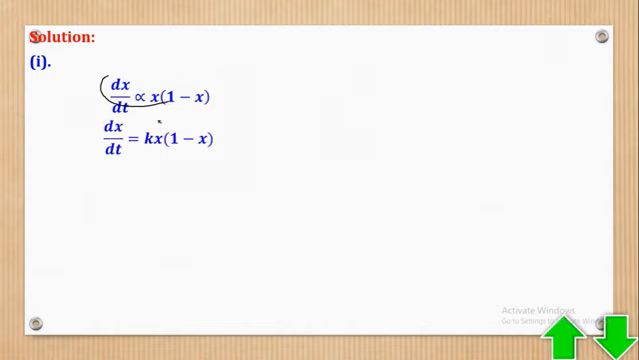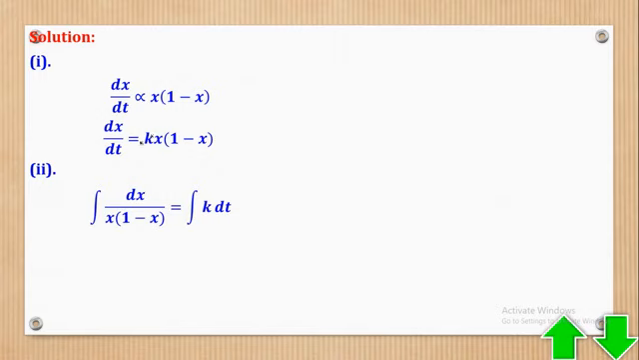So yes, that was from Roman 1. So Roman 1, this is the given differential equation, so we shall put the constant of proportionality to come up with that. Then for Roman 2, we have to solve this differential equation.